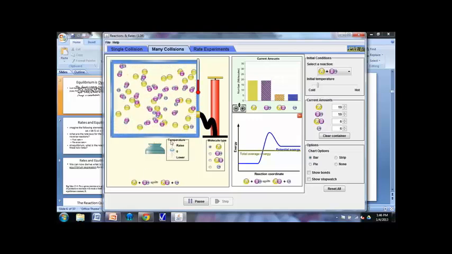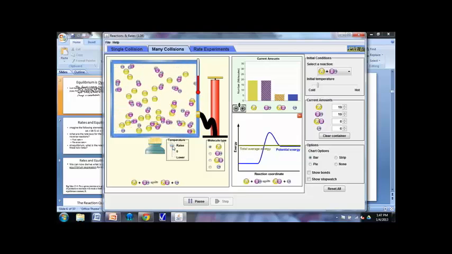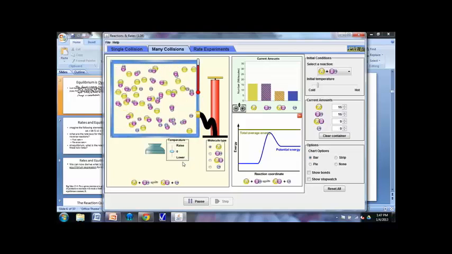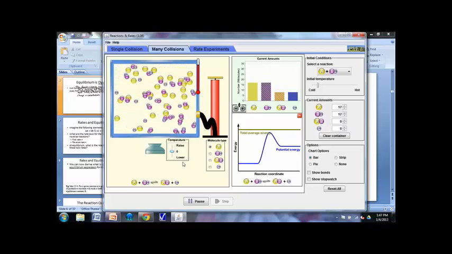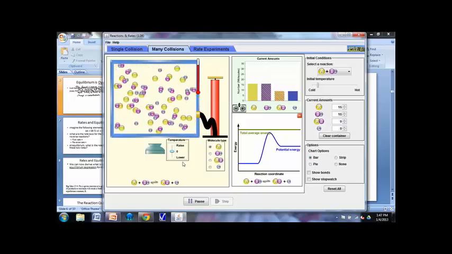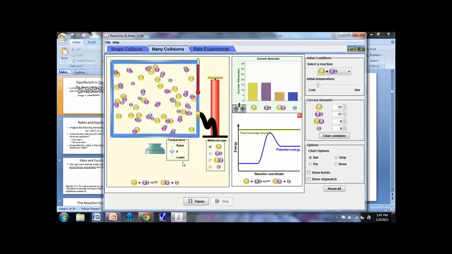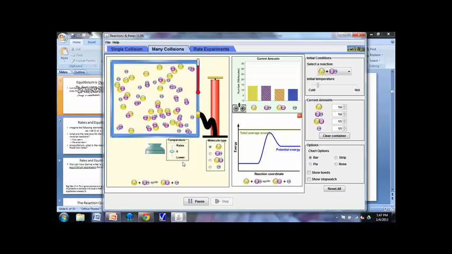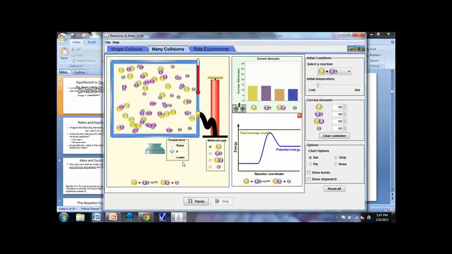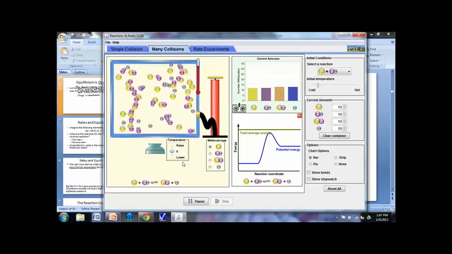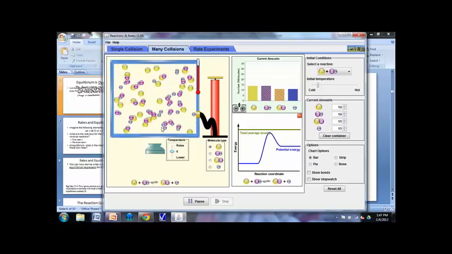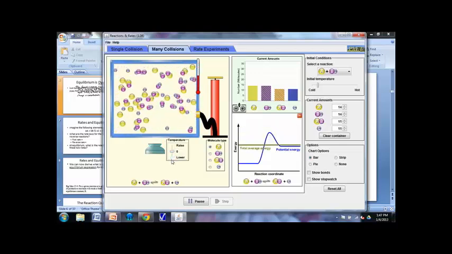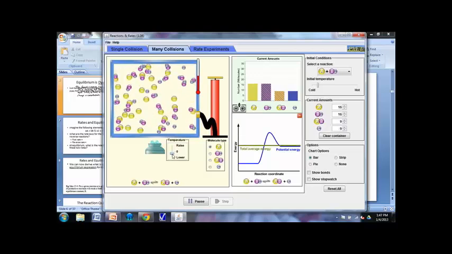So let's really get these guys moving. All right, so now things are happening a lot more quickly. But see how I'm staying, in general, at about the same concentrations once I hit equilibrium. Let's slow it down some. Let's let it just calm back down for a minute.